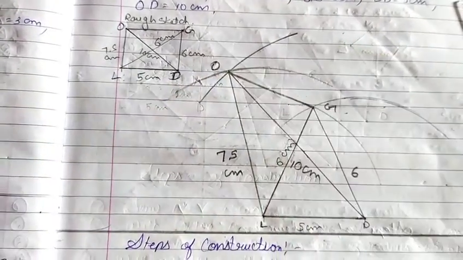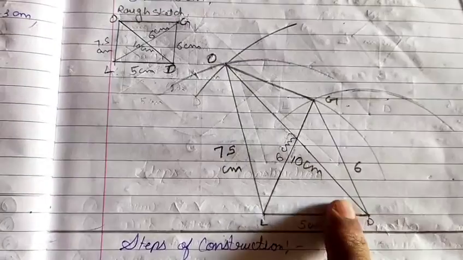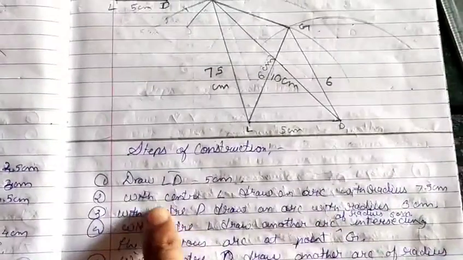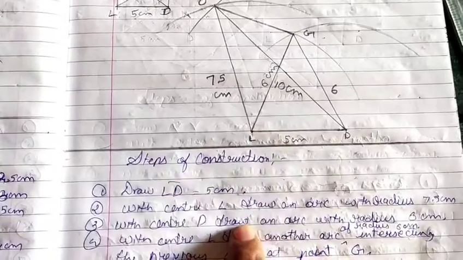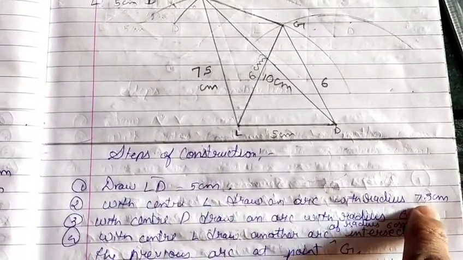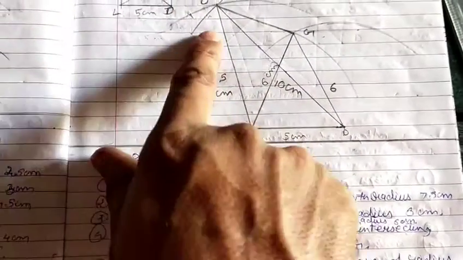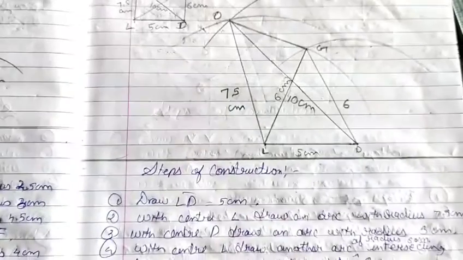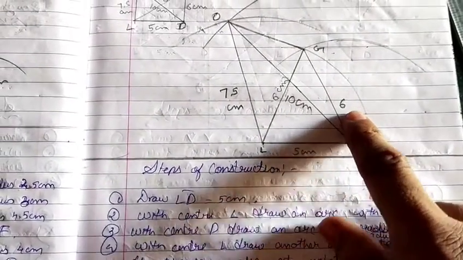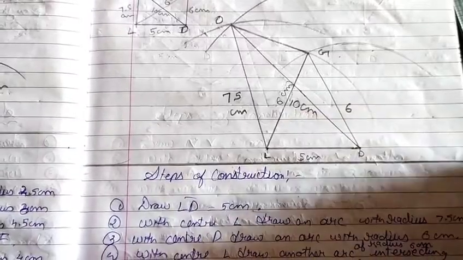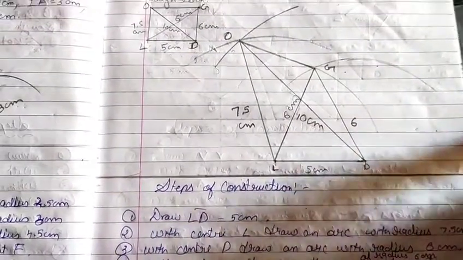By doing such, now you have to write down the step. With center L, draw an arc with radius 7.5 centimeter. We had taken 7.5 radius and we had constructed this arc. Now with center D, we have to construct another arc of 6 centimeter.